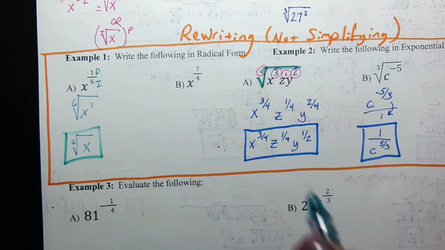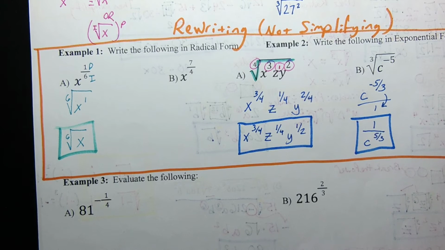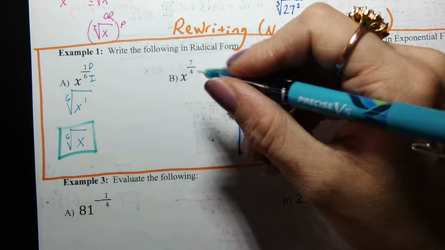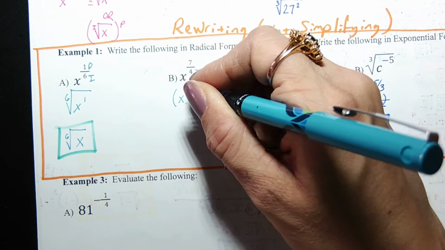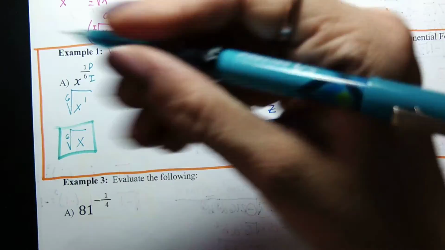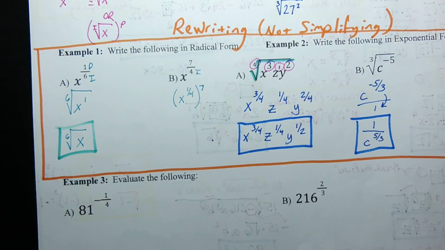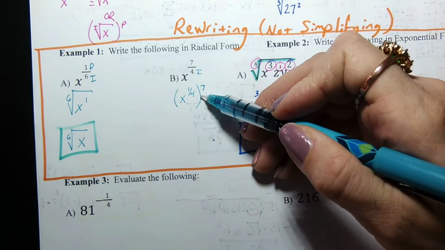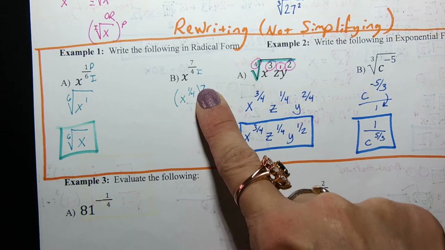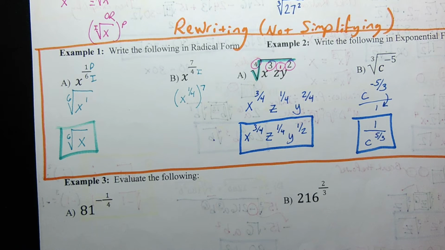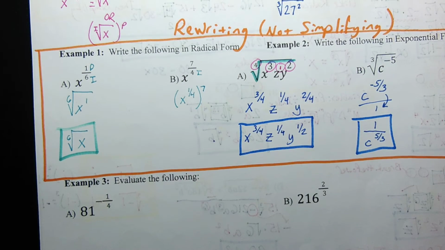Same with this one. I've got x to the 7/4. Now, a strategy that you can use is the denominator is always going to be your index. So I could twist this apart and make this x to the 1/4 raised to the 7th. Is this the same as what I started with? When I am powering up, what am I going to do with those exponents? We would multiply them. So is 1/4 times 7 the same as 7/4?